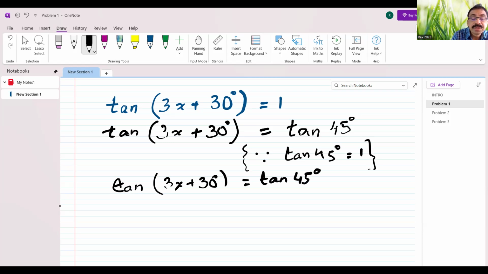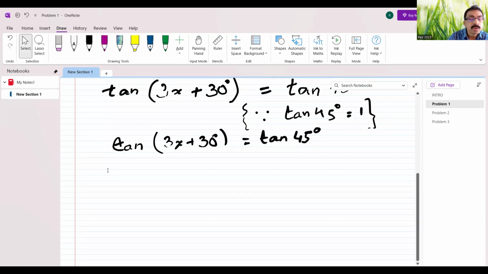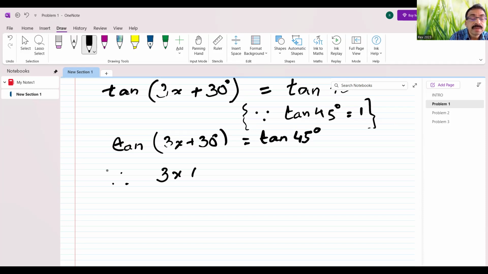In the beginning, I just mentioned an example. If tan A is equal to tan B, we can say that A is equal to B. So that's what we're going to do here. Let's consider 3x plus 30 degrees as A and tan 45 as B. So tan A is equal to tan B, A is equal to B, right? Therefore, 3x plus 30 degrees is equal to 45 degrees.